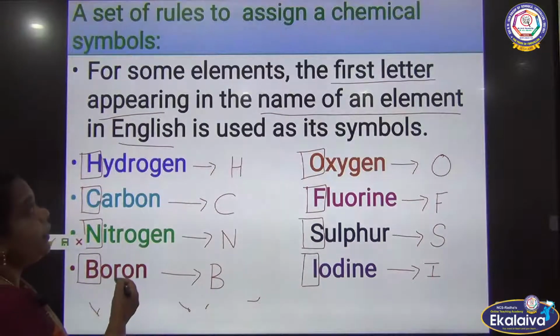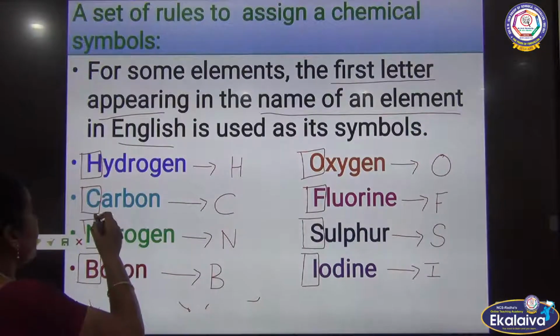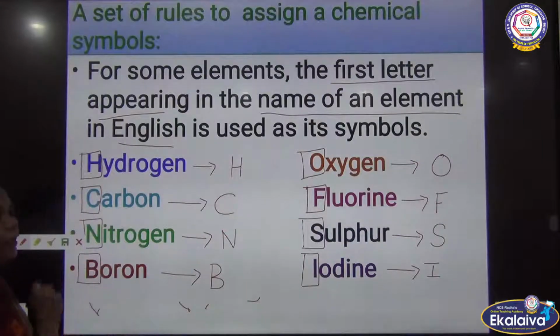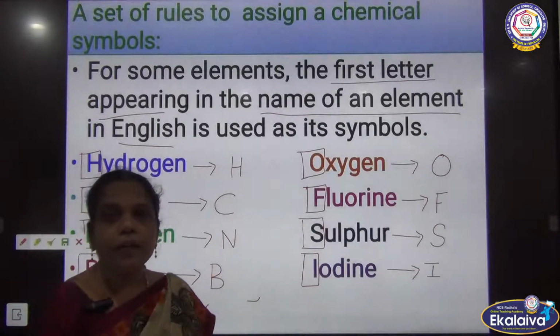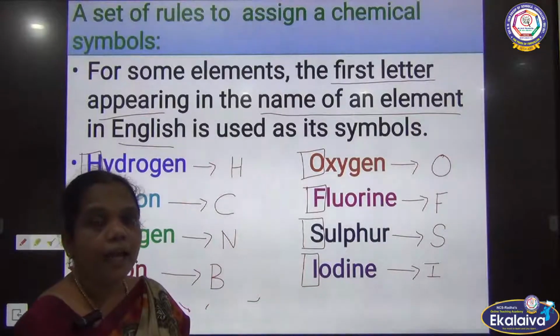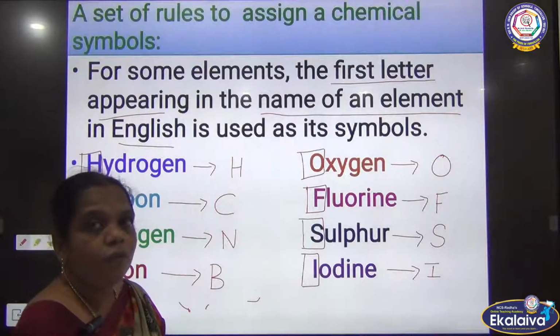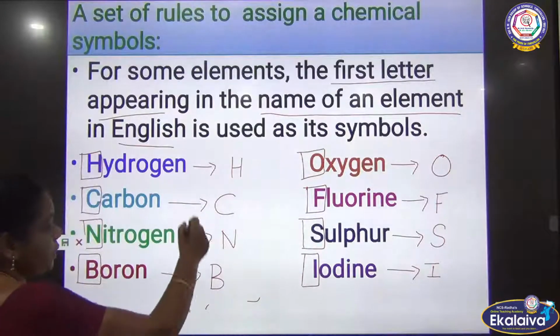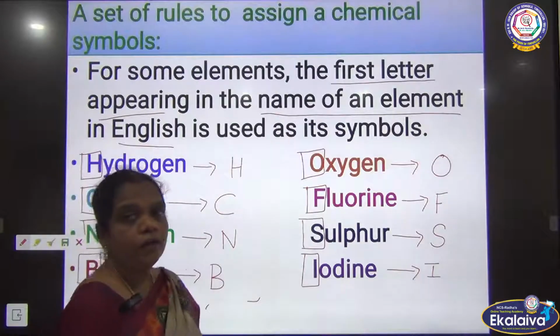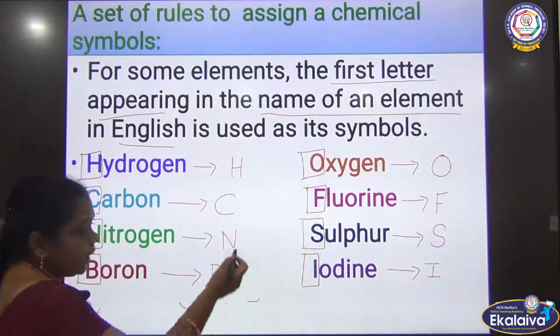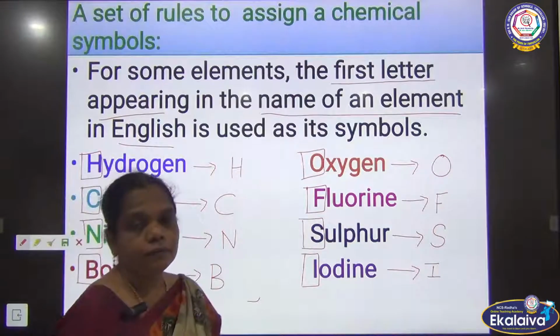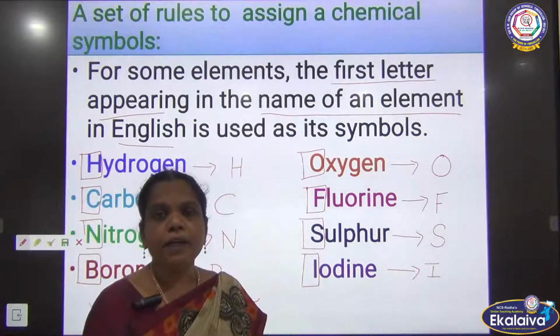By the first letter. The first letter appearing in the name of the element in English can be assigned as their symbol for that element. Now you see some of the examples of some elements. Understand? The same letter can be repeated.